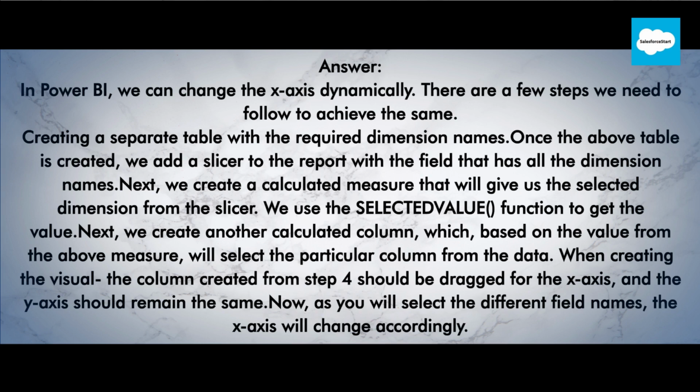from the data. When creating the visual, the column created from step 4 should be dragged for the x-axis, and the y-axis should remain the same. Now, as you will select the different field names, the x-axis will change accordingly.